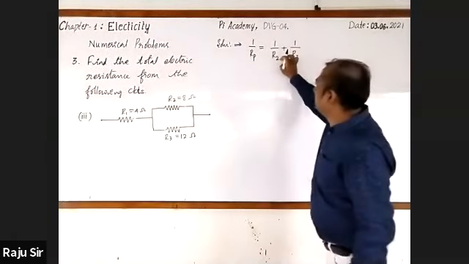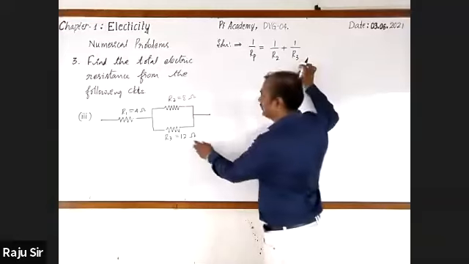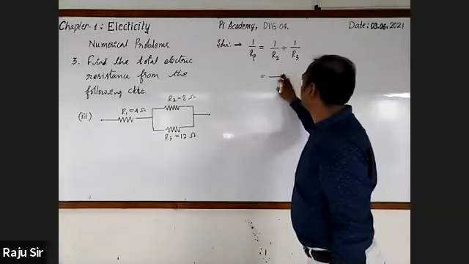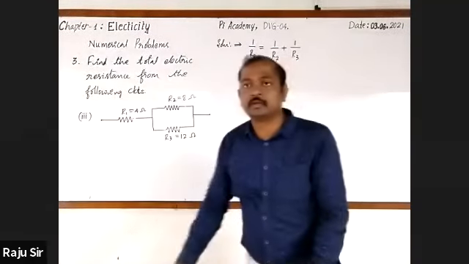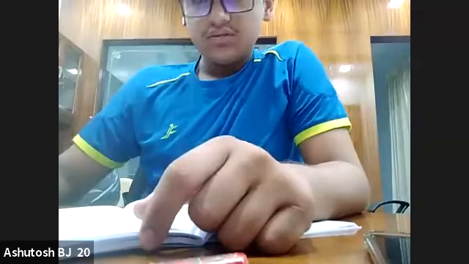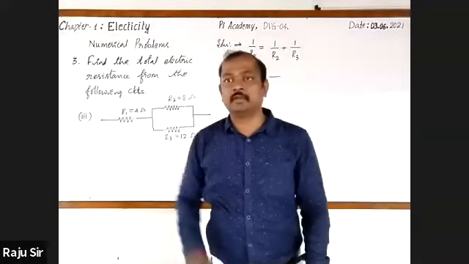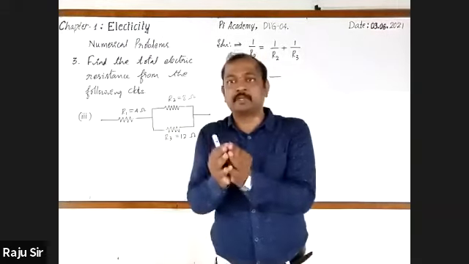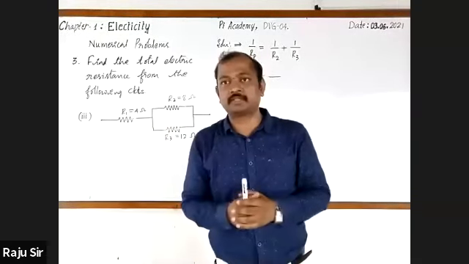It is 1 by R2 plus 1 by R3. A student asks whether every circuit will have only 3 resistances, not more than that. Any number of resistors may be there. I'm just moving from simple to complex. First simple numbers, afterwards I'll go for taking different numbers.